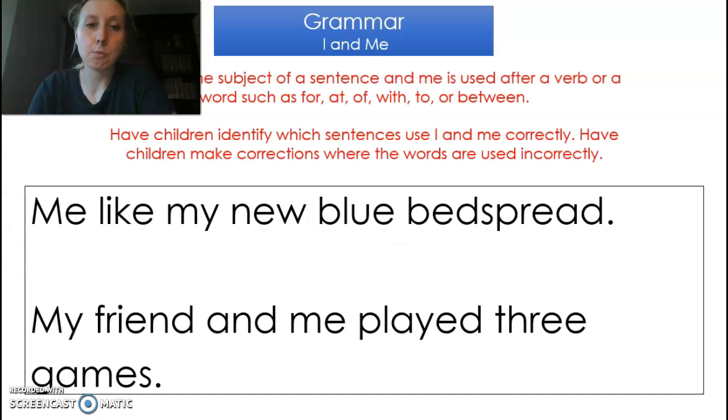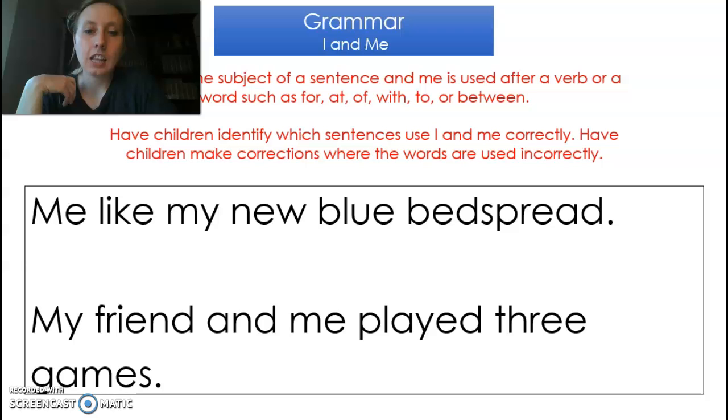And last of all, we have been working on two pronouns, I and me. So I is used as the subject of a sentence. So that means if you're talking about yourself, I, and then you'll have the verb after. But if you're talking about me, me is used after a verb and after words such as for, at, of, with, to, or between. So I'm going to read a sentence and I'd like you to tell me the pronoun. And actually, you'll tell me if I did it right. So you're going to put your thumb up or sideways.